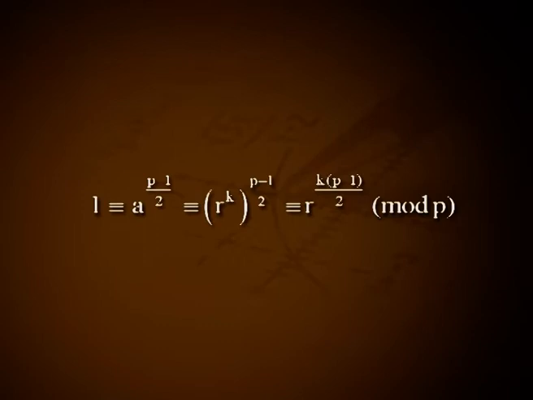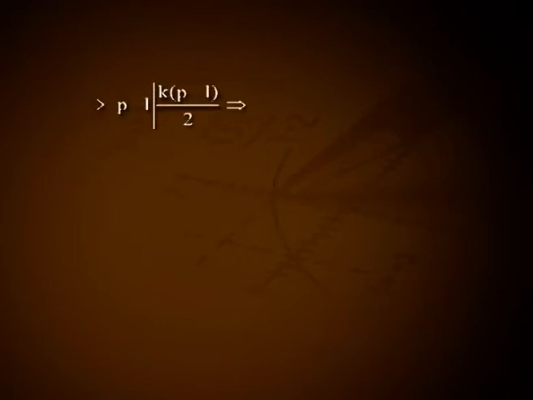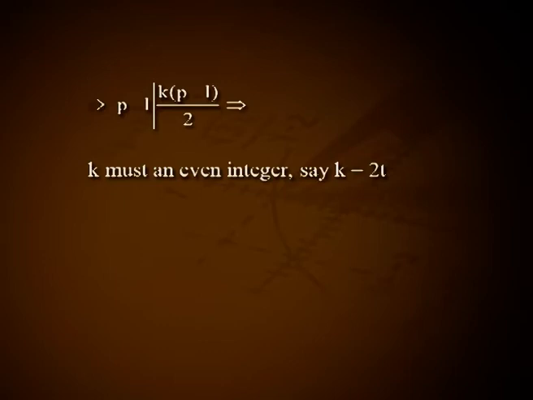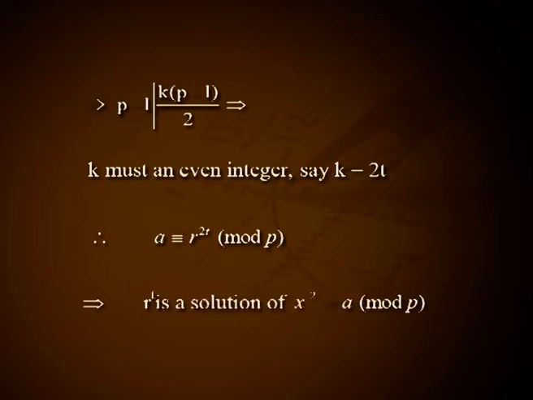p minus 1 divides k times (p minus 1) by 2, which implies k must be an even integer, say k is equal to 2t. Therefore, a is congruent to r raised to 2t mod p. So r raised to t is a solution of x squared congruent to a mod p.